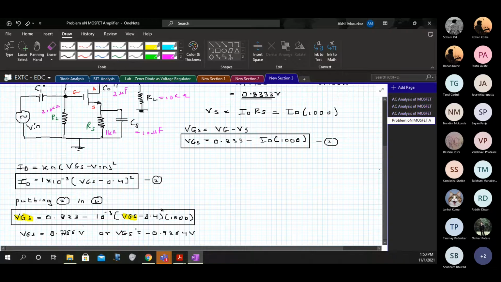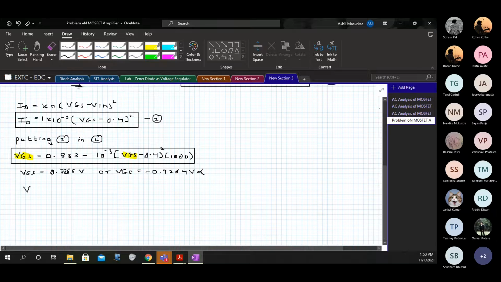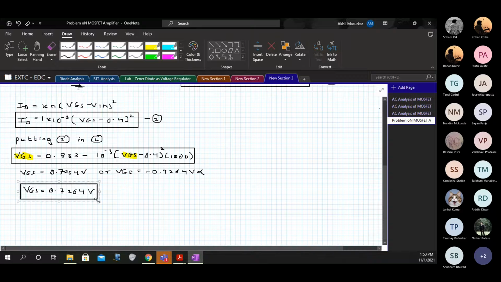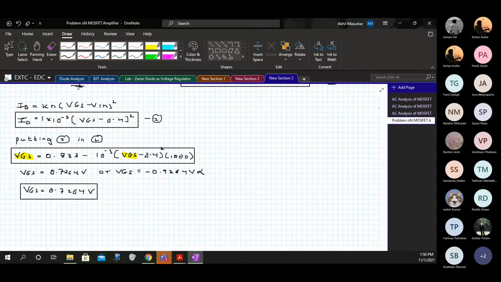So from this equation, we should get two values of VGS. That is going to be 0.7266 volts, and the other value is minus of something. So obviously this negative value is discarded, and the value of VGS comes out to be 0.7264 volts. So this is going to be our value of VGS.